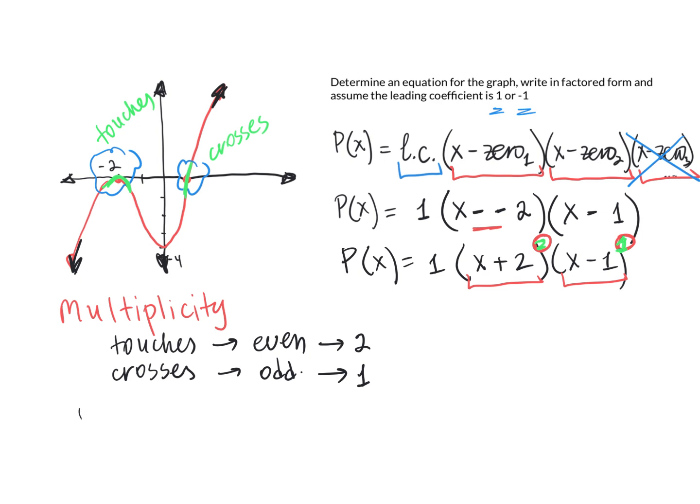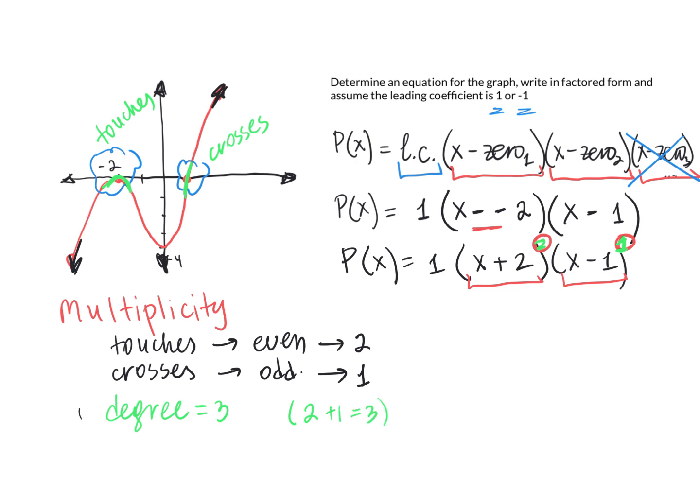The final thing to check for is what these multiplicities add up to. So the 2 and 1, my little green multiplicities, will add to 3, which means the degree of my polynomial function is 3. So that is my little 2 plus 1 equals 3.